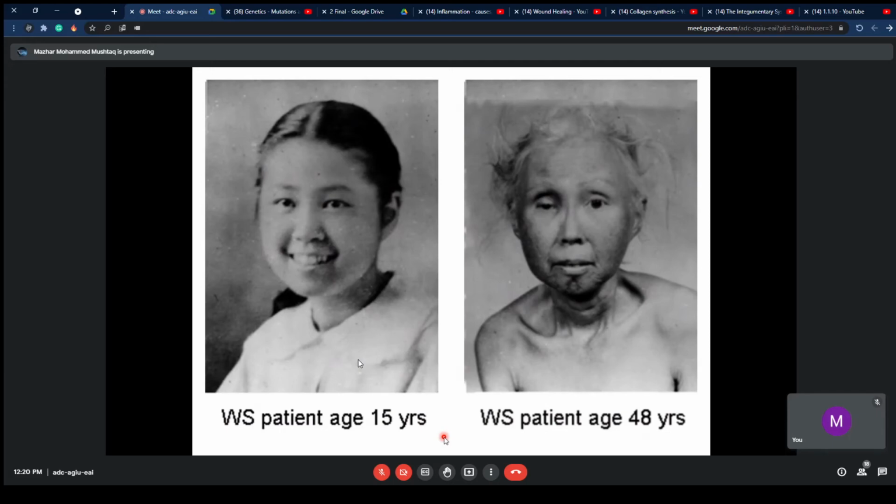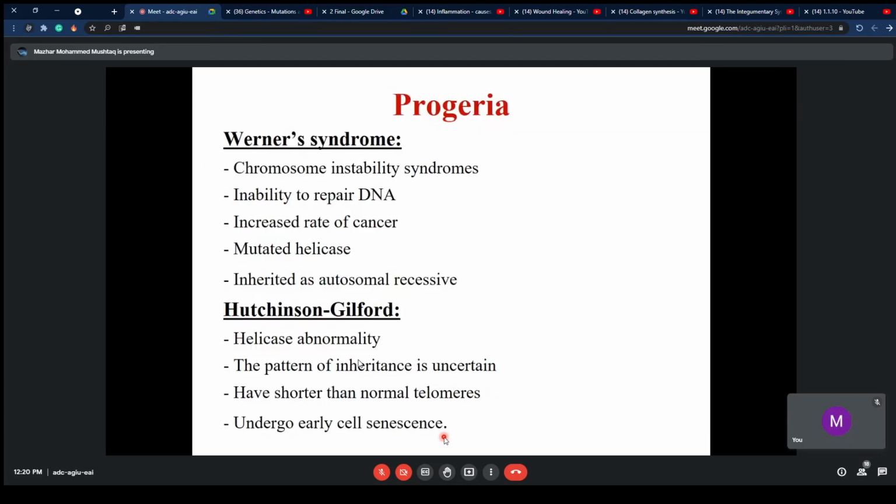What does the genetic damage do to the body? So this WS here is Werner syndrome. These are the two types of progeria, or two of the syndromes you can see here. In Werner syndrome there is chromosome instability, inability to repair the DNA, increased rate of cancer, mutated helicase, inherited as autosomal recessive. All these are the features present in Werner syndrome. You all know what is helicase.